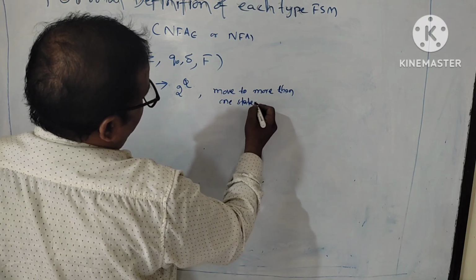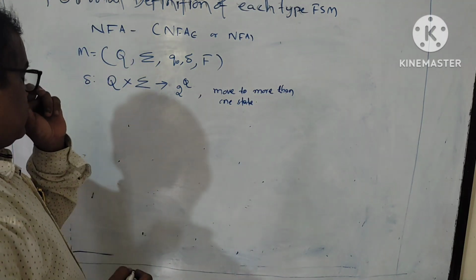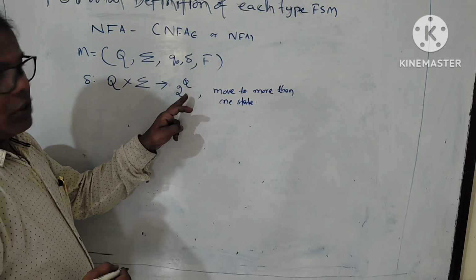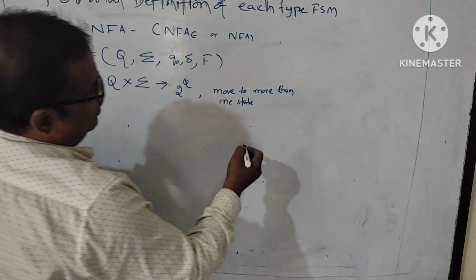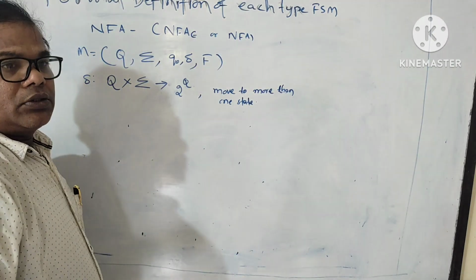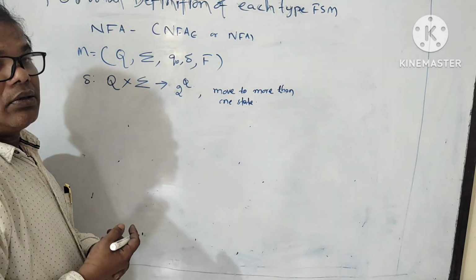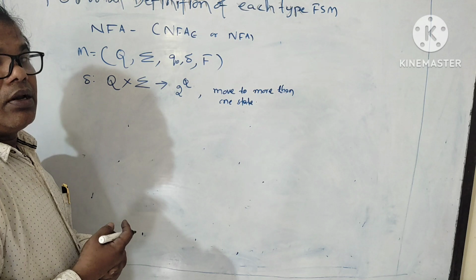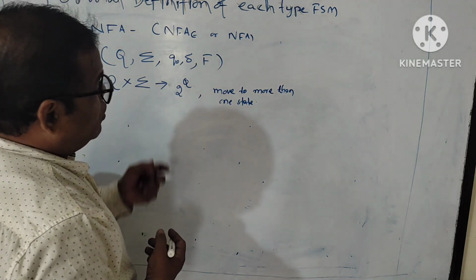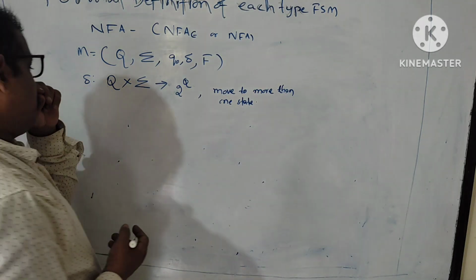Move to more than one state. That is the concept of discussion here, because you have q number of states. Let us take the example q0, q1, q2: 3 states, 2 to the power 3. There are 8 such possibilities to take the machine from one state to another state.